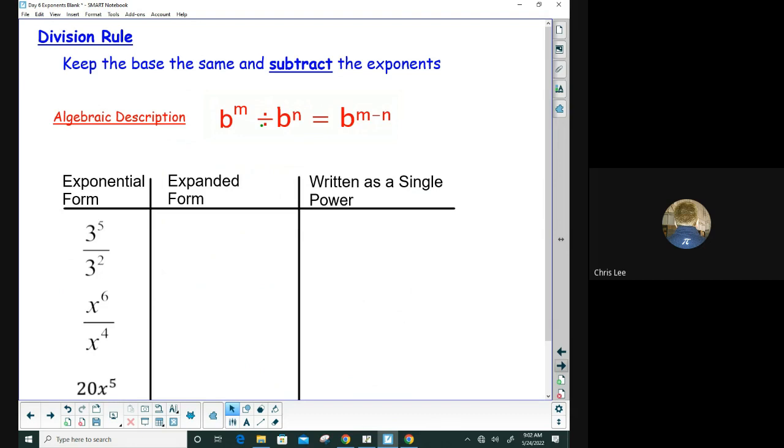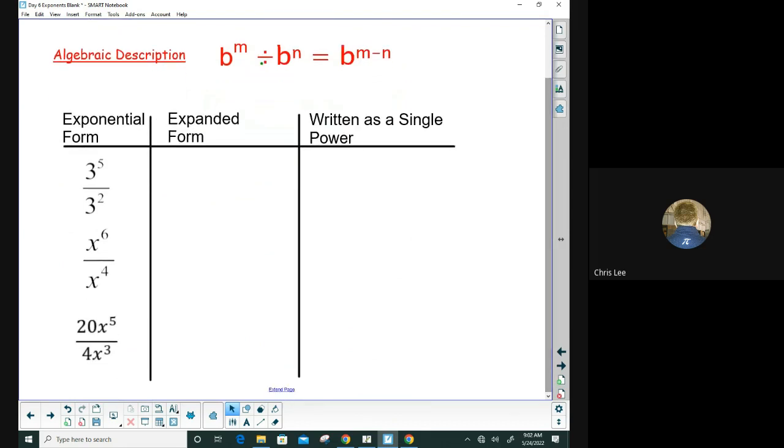So how does this work? Well, what does 3 to the power of 5 look like if I expanded it out? 3 to the power of 5 means 3 times 3 times 3 times 3 times 3, divided by 3 squared, which is just 3 times 3, right?